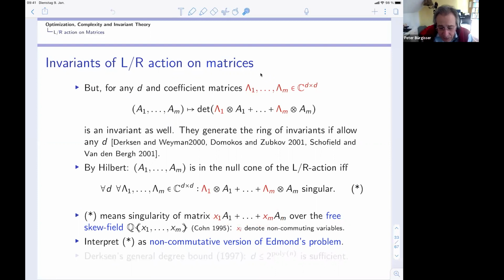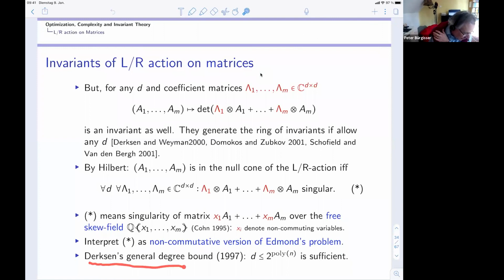So what can we say about how hard this problem is? If this is everything you know, it's not even clear that it's decidable, but fortunately there are bounds on the degree. There was a very general degree bound by Harm Derksen for invariants. By this, it's enough to look at matrices of size d, which is exponential in n. So once you have this, you get some algorithms, but maybe not efficient ones.